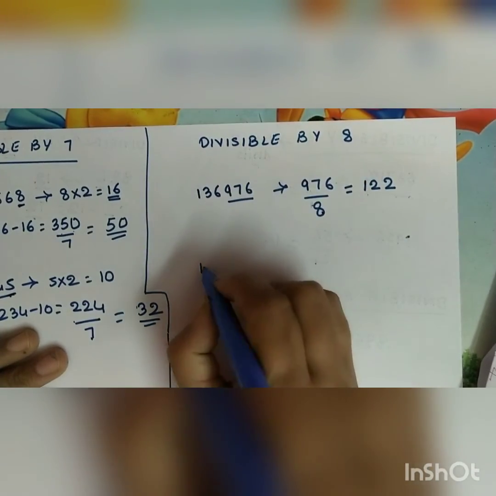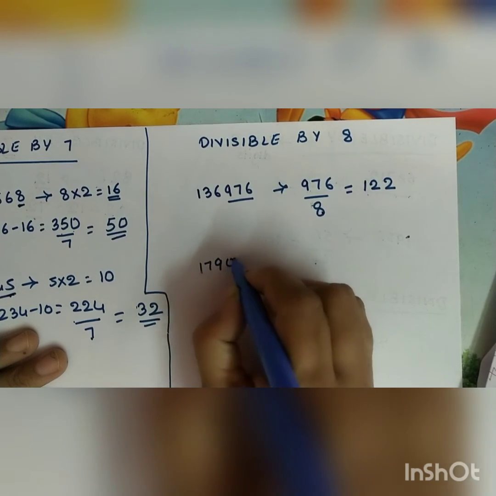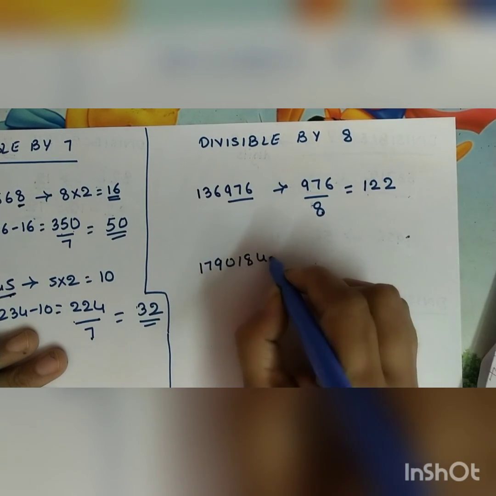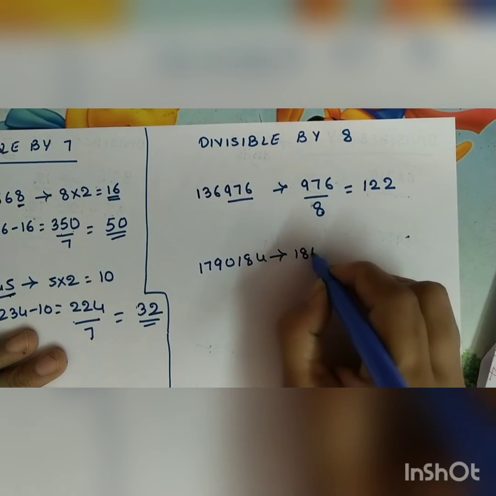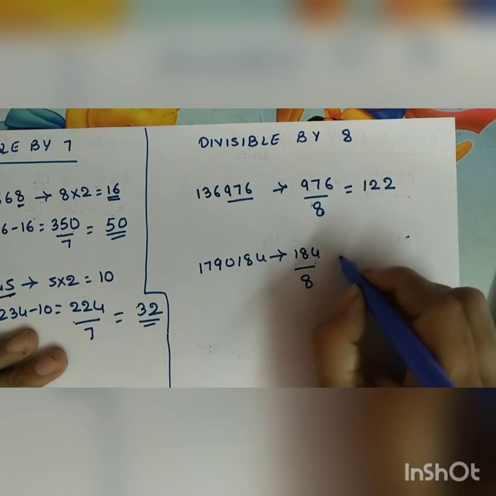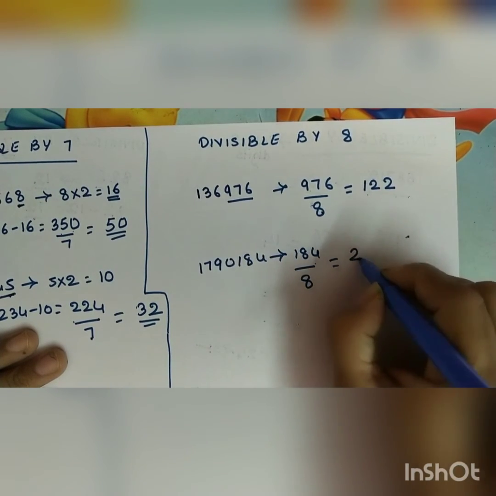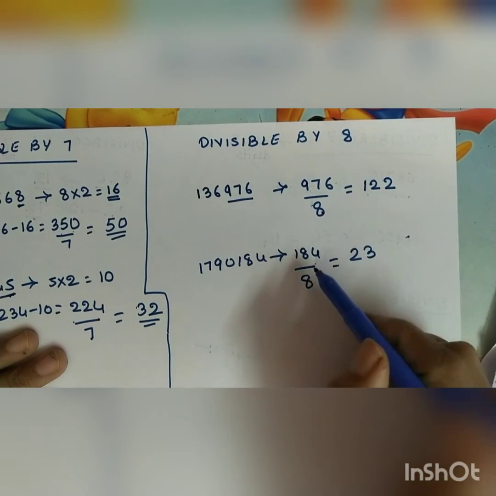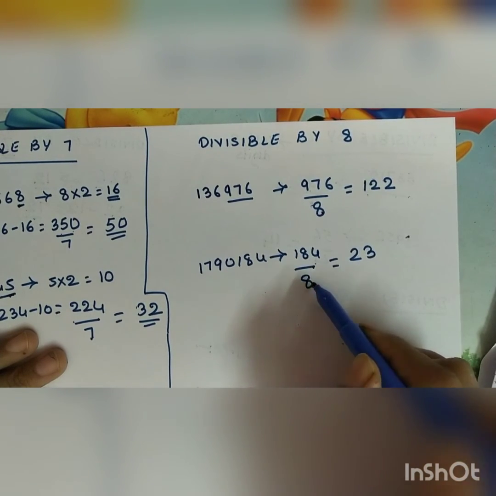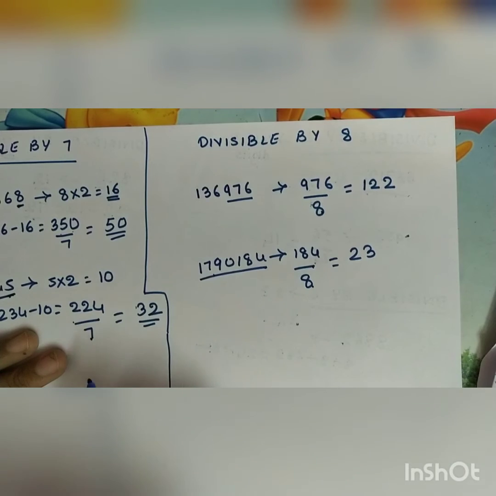Let's further take another example, 1790184. Here the last 3 digits are 184, and when I divide it by the number 8, I get the answer 23. So we can say that 184 is divisible by 8. That means this whole number is also divisible by 8.